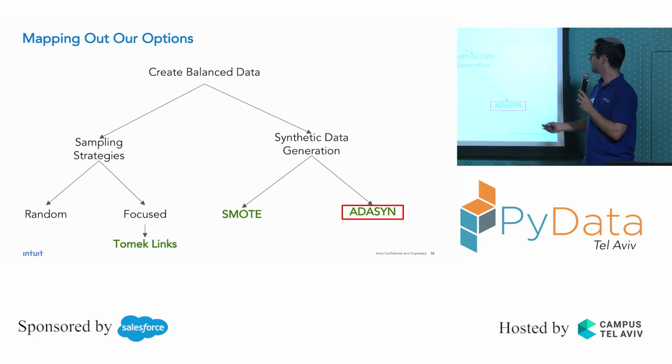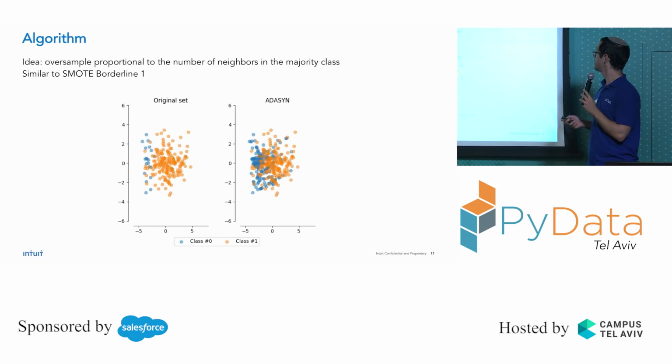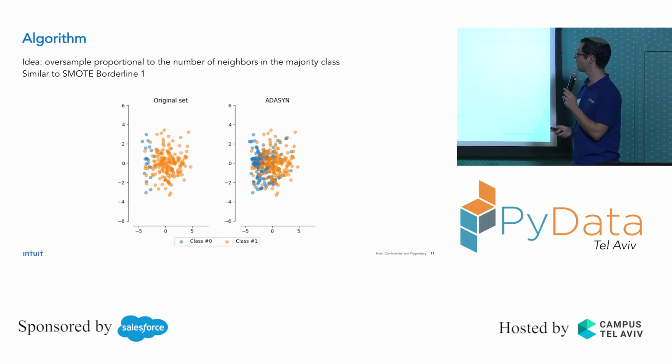That's Borderline 1. ADASYN is basically the same as Borderline 1. It just has a slightly different algorithm, which I don't have time for. So this is the result of ADASYN. It has the same solution, where the new data points from the minority class are outside the original region of the minority class. And also what ADASYN does is it says, let's resample proportional to the number of neighbors that exist in the majority class. The more neighbors that a data point has in the majority class, the more we want to resample that point.